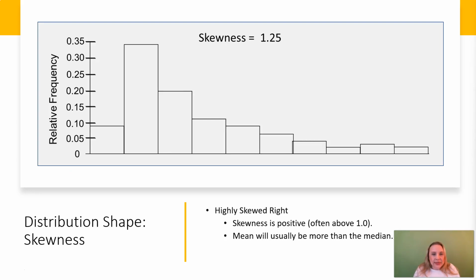Here we have a highly skewed data set where we have a skew value of 1.25 with a really long right tail. And so when you have a highly skewed right, you have a very high skew value. Often it's above 1, and in this case, it's very common to see your mean being more than your median value.